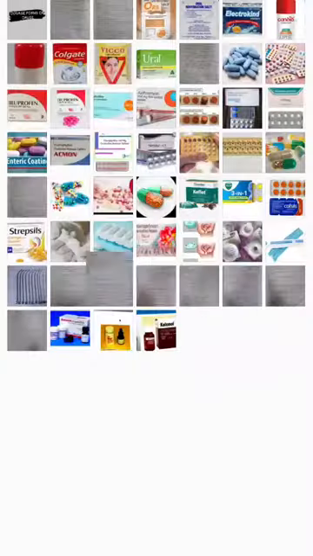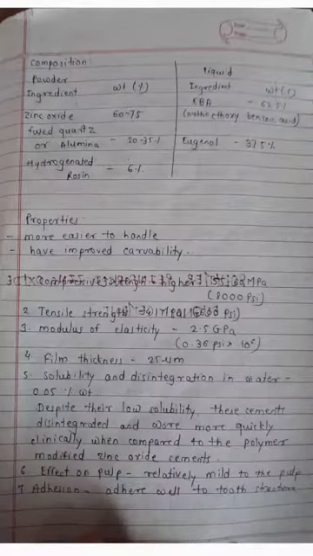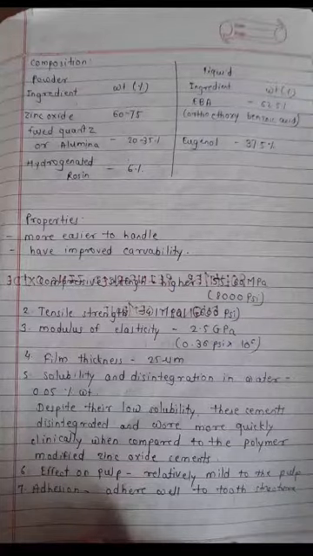Despite their low solubility, these cements disintegrated and wore more quickly clinically when compared to polymer modified ZOE cement. So they have low solubility, but these cements disintegrate very quickly at mouth temperature compared to the polymer modified cement. This is the difference between polymer modified and alumina modified ZOE cement. Polymer modified cements do not disintegrate easily, but this cement disintegrates and wears quickly.